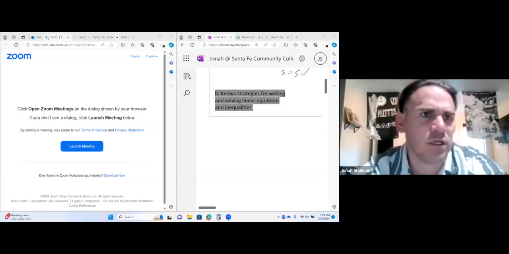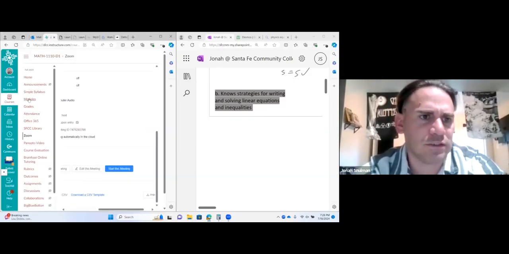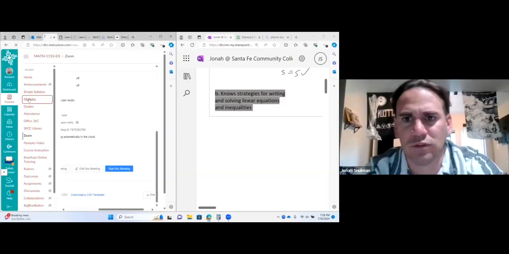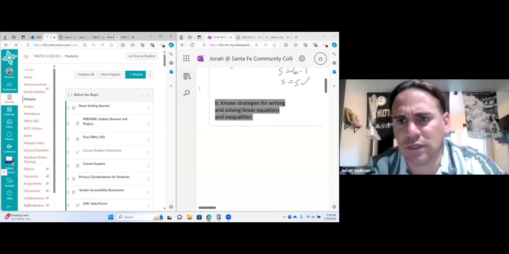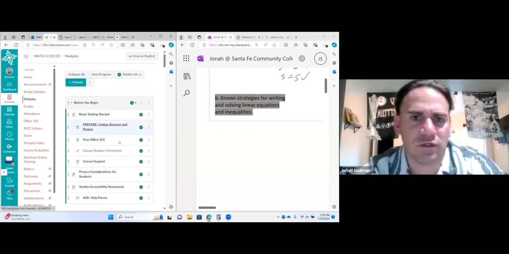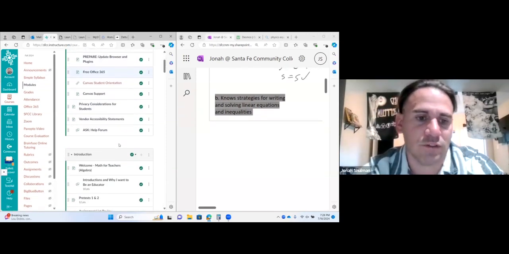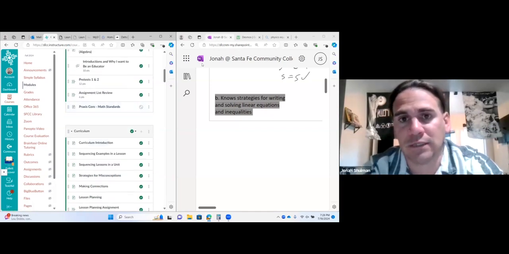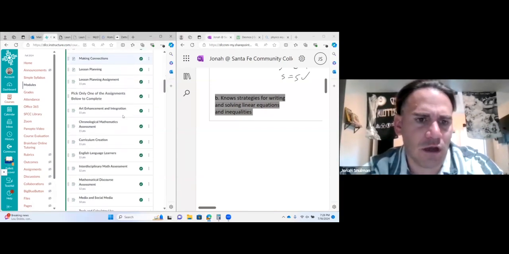I'm going to share my screen right away. There's some documents that'll help you out, some more practice. So if you want practice, if you go into modules, as you can see, the notes are already set up, with strategies for writing and solving linear equations and inequalities. So there's a ton here. There's a lot of stuff we're going to look at.